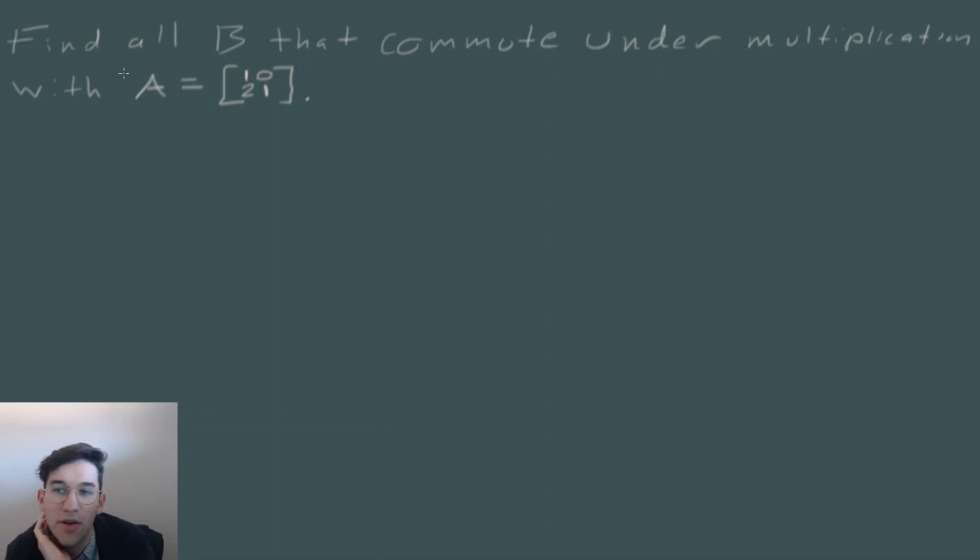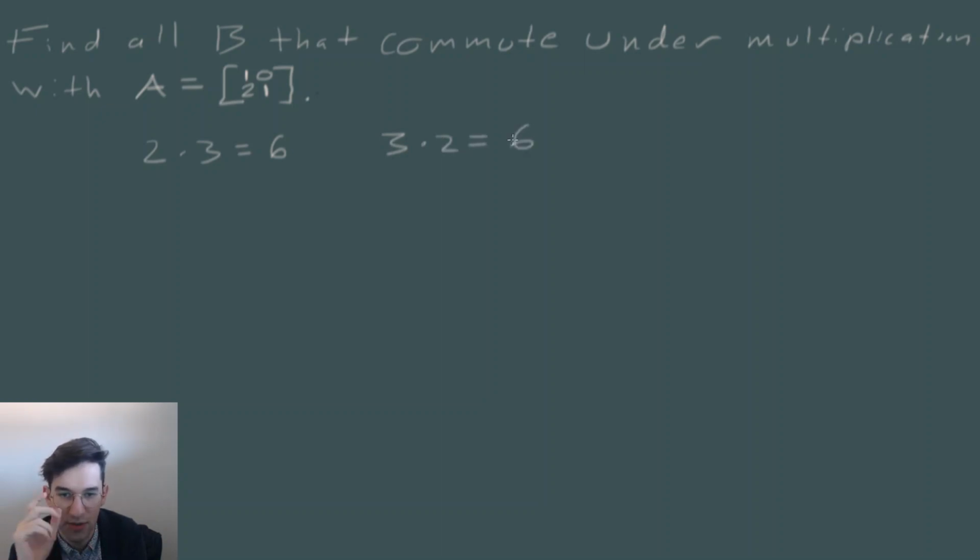Okay, we're going to find out which B commute under multiplication with A. Normally in linear algebra, things don't really commute. What does commuting mean? Let's take regular arithmetic, for example. 2 times 3 equals 6. You can flip the order of the two things you're multiplying. That's what commuting means. So you can commute them under multiplication.